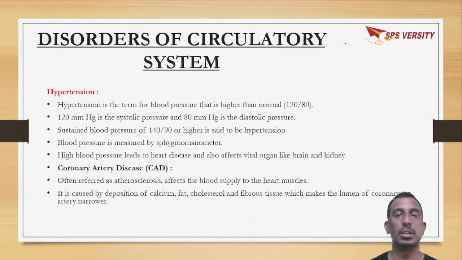So now we'll discuss the disorders of the circulatory system. There are various disorders. The first one, which is a silent killer, is hypertension, which means high blood pressure, higher than normal. Normal blood pressure is 120/80. 120 is the systolic pressure and 80 is the diastolic pressure. So when blood pressure is sustained at 140/90 or higher, it is said to be hypertension. Less than this, it is hypotension. And blood pressure is measured by a sphygmomanometer.